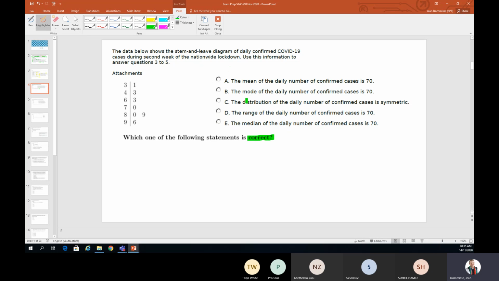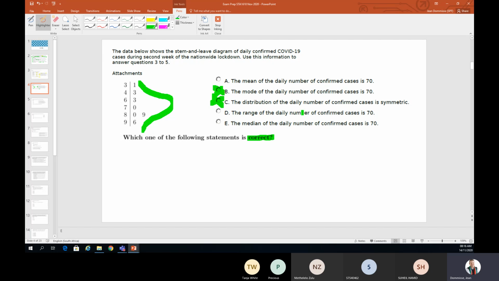So we are looking for the correct one. The mode is 70. So let's quickly see. Mode is where there's more than one variable. So there is no mode. So 70 is definitely not the mode. The distribution of daily number of confirmed cases is symmetric. If it was symmetric, it would have looked something like that. And it's not, because here's a bit of a tail or a spike towards the end. So the tail is more to that side. So it's definitely not symmetric.